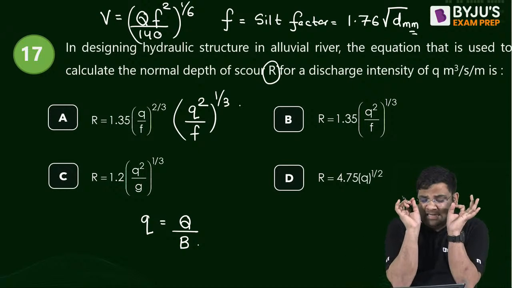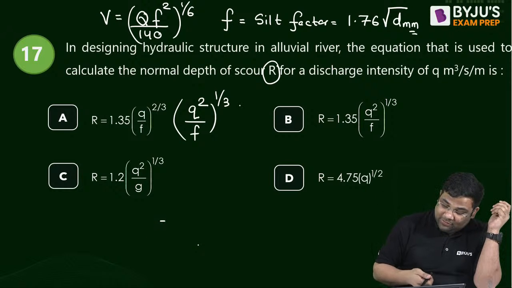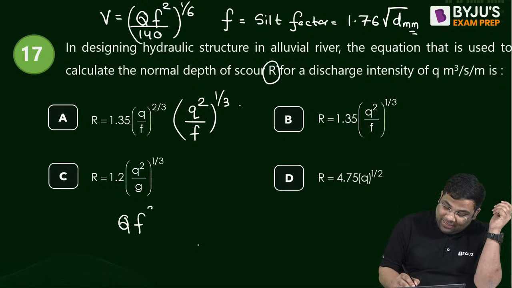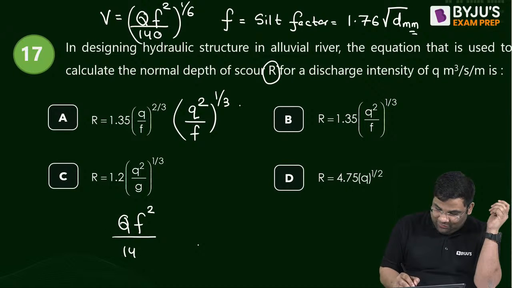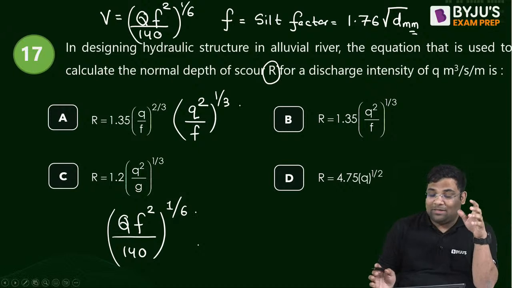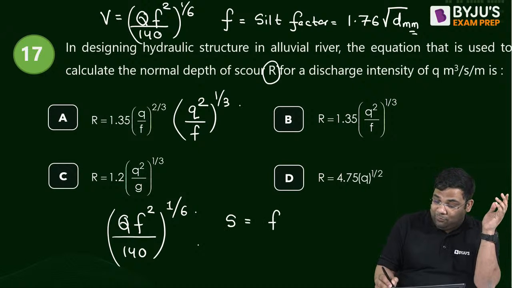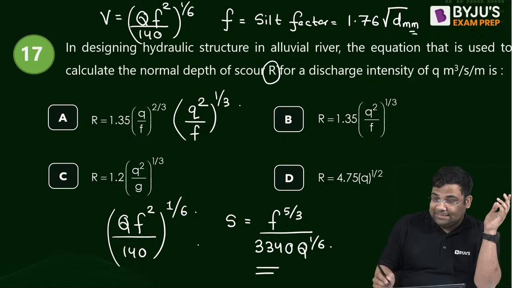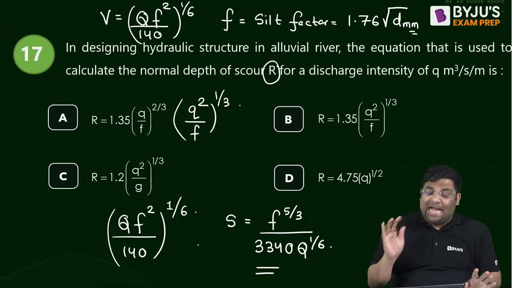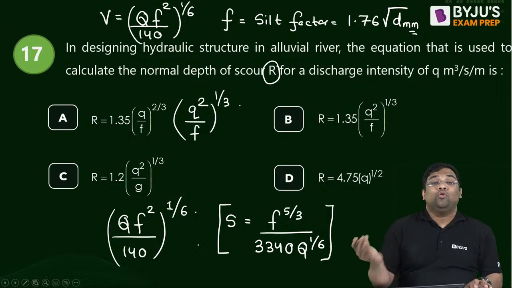So formulas like this they can ask directly, because you cannot solve this equation. Q F square by 140 to the power 1 by 6, how will we find it? Some great people can do it, but everybody can't. Or suppose I ask you the slope. The slope is F to the power 5 by 3 by 3340 Q to the power 1 by 6. They might not ask you a numerical, but they can directly ask you the formula, so you should know the formulas.